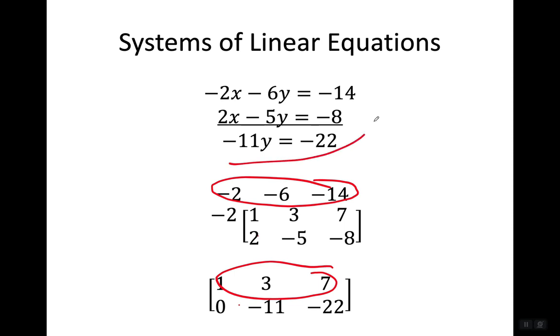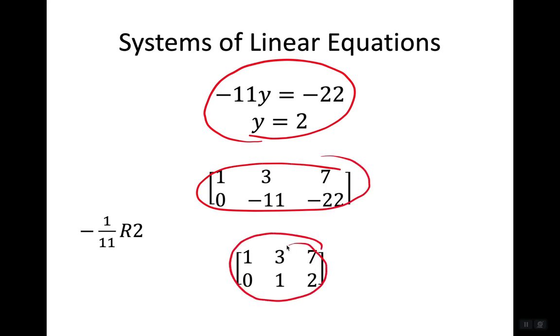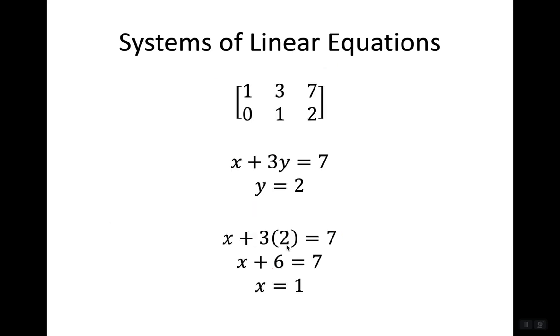That was the result of doing this. Matrix-wise, we end up with this matrix, so the equivalent would be multiplying row 2 by negative 1/11. And when you do that, you end up with 1, 3, 7, 0, 1, 2. So here's our matrix. Here's how we solve it from here. We're just going to take it from here and express it algebraically.